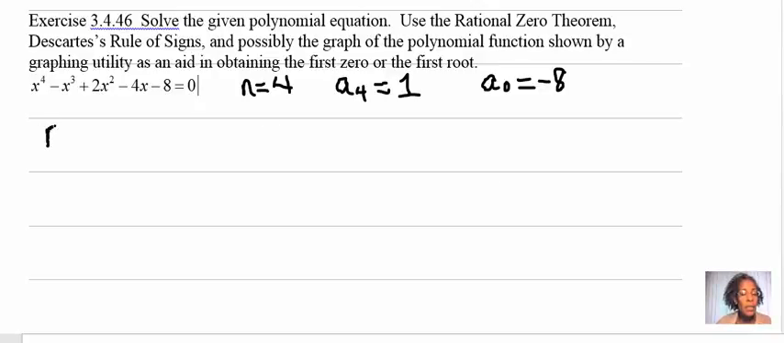P over Q is a possible rational root. So P has to be a factor of negative 8. So P could be plus or minus 1, plus or minus 2, plus or minus 4, plus or minus 8.